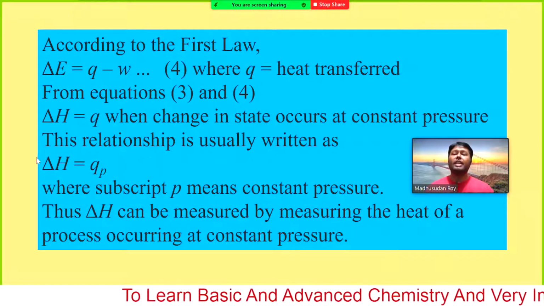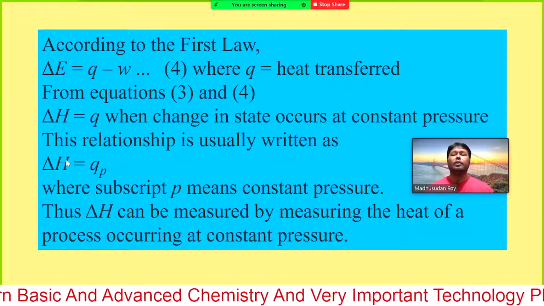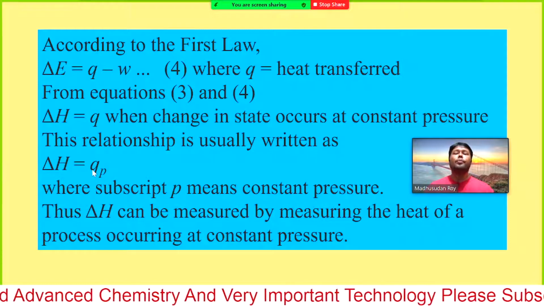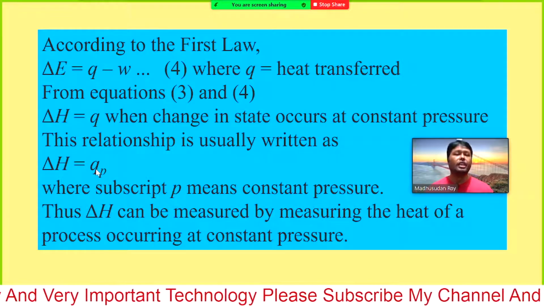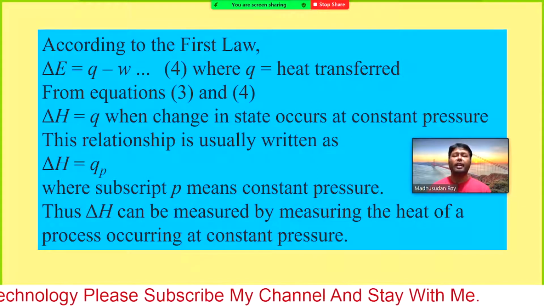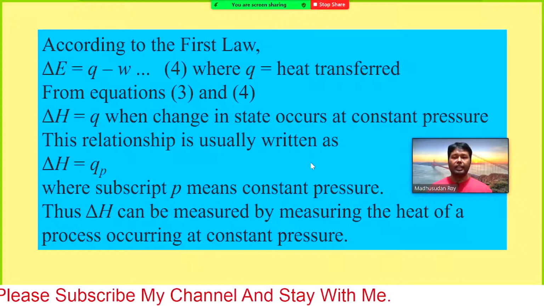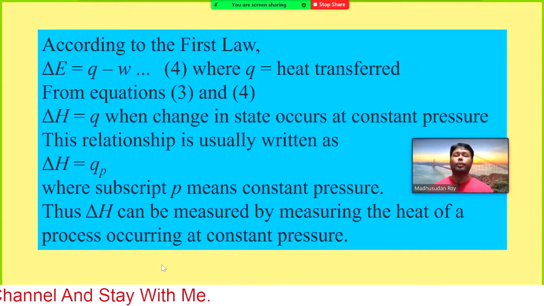So the enthalpy change of a system is equal to the energy transferred or heat transferred to the system at constant pressure. That is the enthalpy change we can easily calculate. Thus delta H can be measured by measuring the heat of a process occurring at constant pressure.